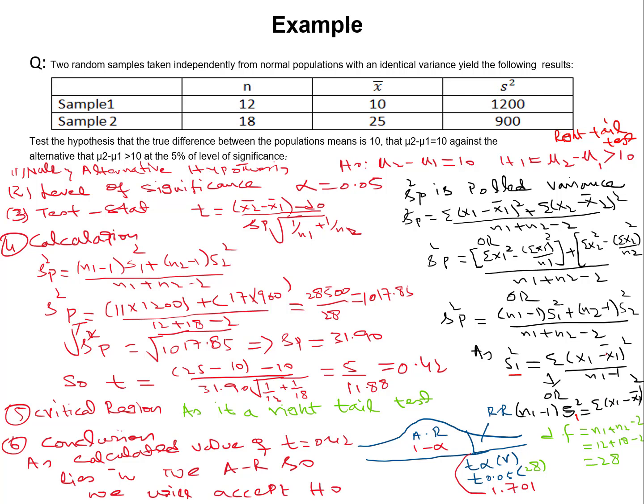So if we transform this to this side, s1 square times (n1 minus 1) is equal to summation (x1 minus x1 bar) whole square. So this deviation is equal to (n1 minus 1) s1 square. If you put the value of this square deviation, it will be (n1 minus 1) s1 square.